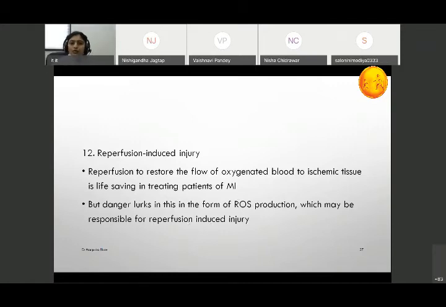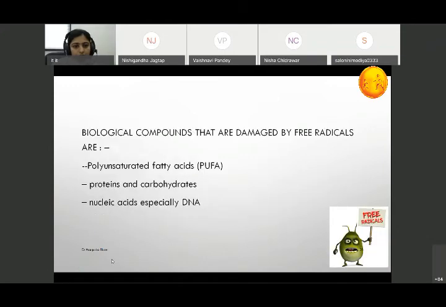Reperfusion is good for myocardial infarction, but while performing that reperfusion, there may be certain injury which leads to production of reactive oxygen species. That is known as reperfusion-induced injury. So we have covered the sources and generation of reactive oxygen species. First, we talked about the respiratory chain, then the respiratory burst, then lipid peroxidation, and lastly, we talked about 12 other sources from which ROS are generated.